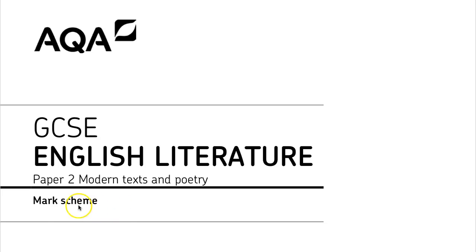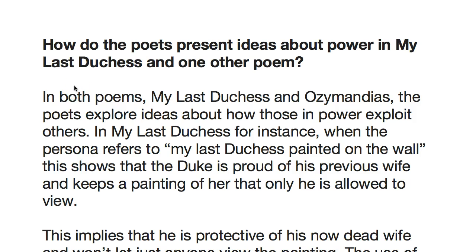Today I'm going to focus on this mark scheme to paper 2, and we're focusing on the poetry comparison essay. We'll be looking at an exam practice done by one of my students, and the question was, how do the poets present ideas about power in My Last Duchess and one other poem?